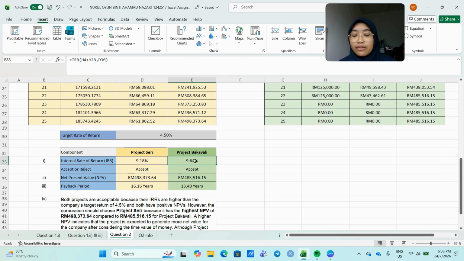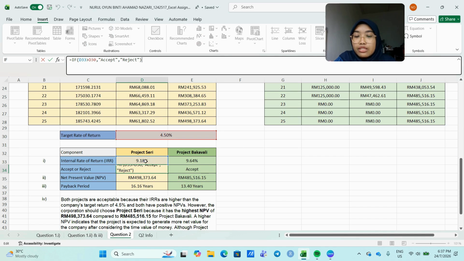Since both Project Seri and Project Bakabali exceed the target rate of return of 4.5%, both projects are acceptable from an IRR perspective because they are expected to earn more than our required rate of return. So I add an IF column as an object. If the IRR for Seri exceeds the 4.5, it is accept. If not, it is reject. Same goes to Project Bakabali.